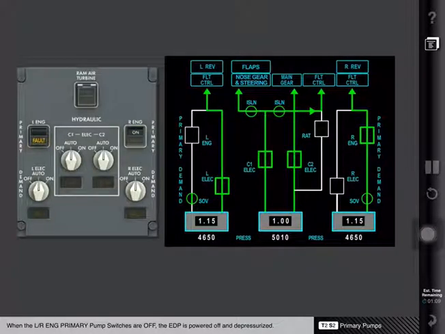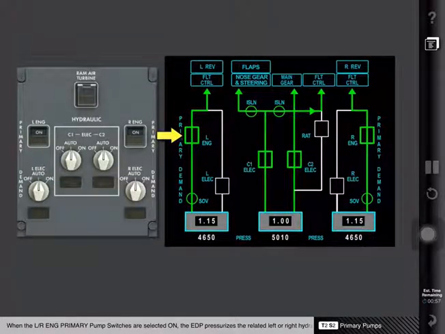When the left or right engine primary pump switches are off, the engine-driven pump is powered off and depressurized. When the left or right engine primary pump switches are selected on, the engine-driven pump pressurizes the related left or right hydraulic system whenever the engine is running.